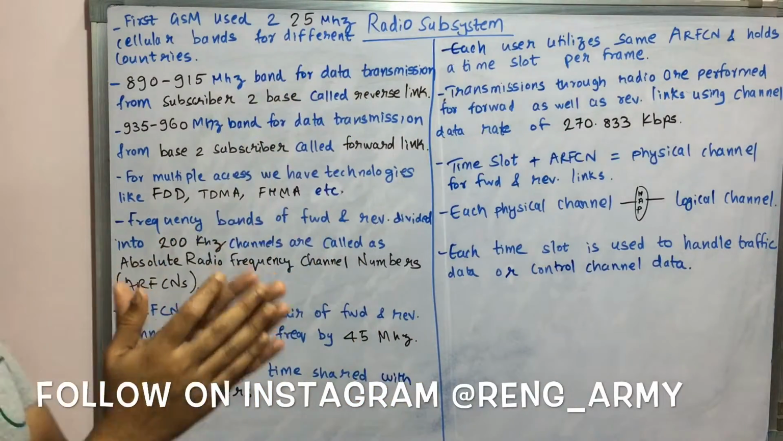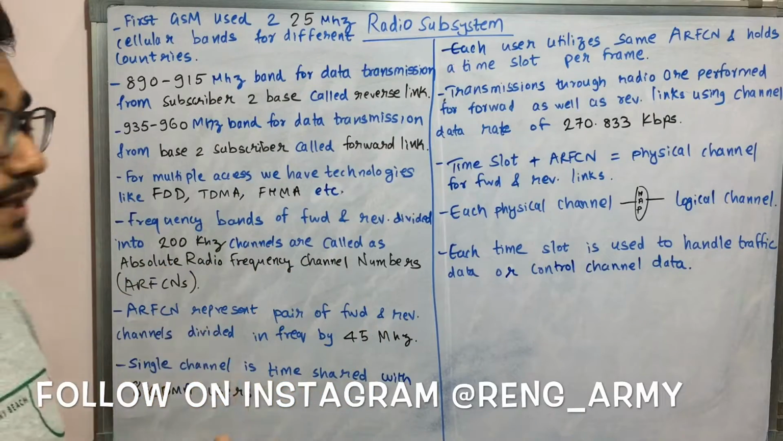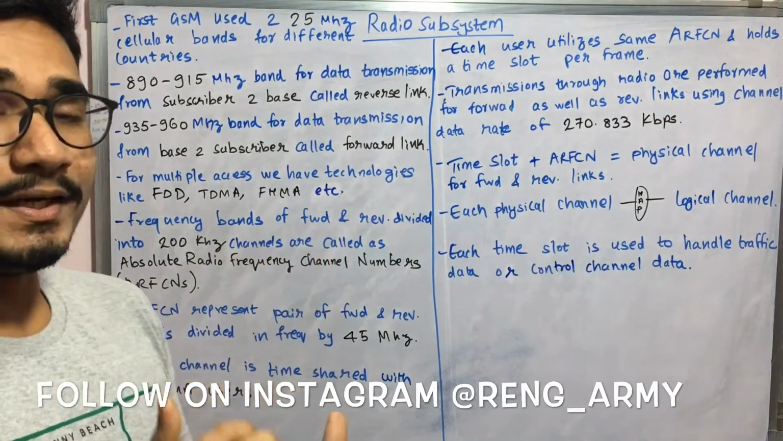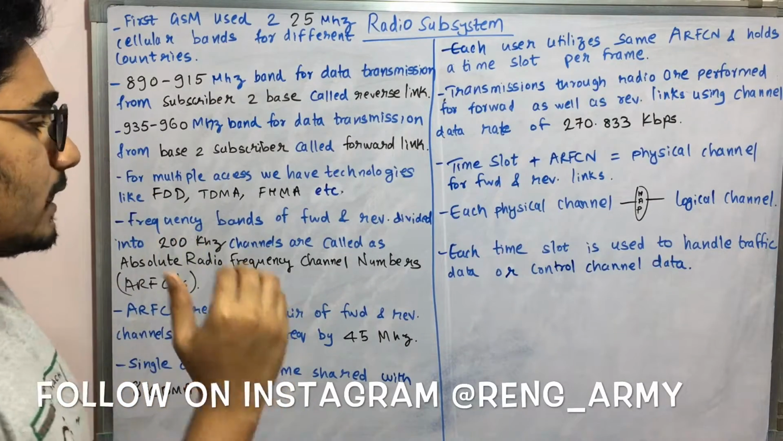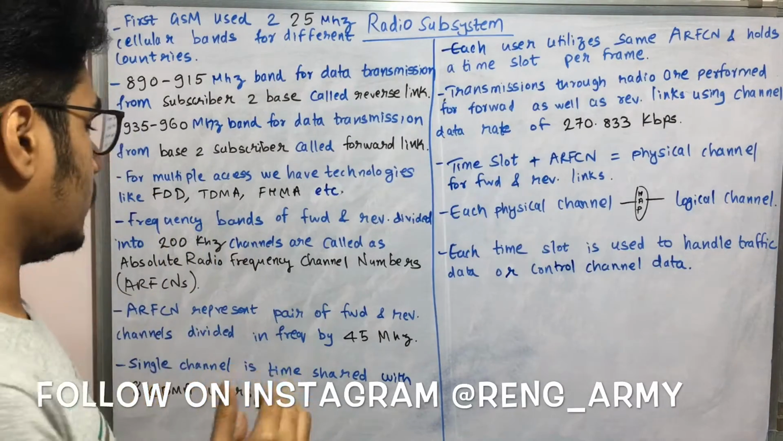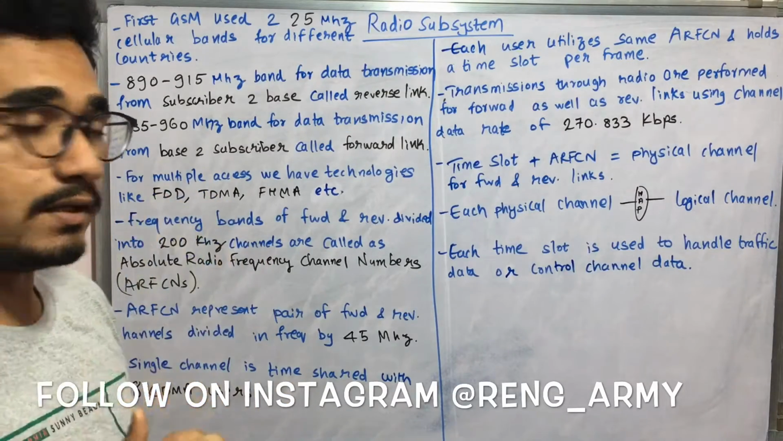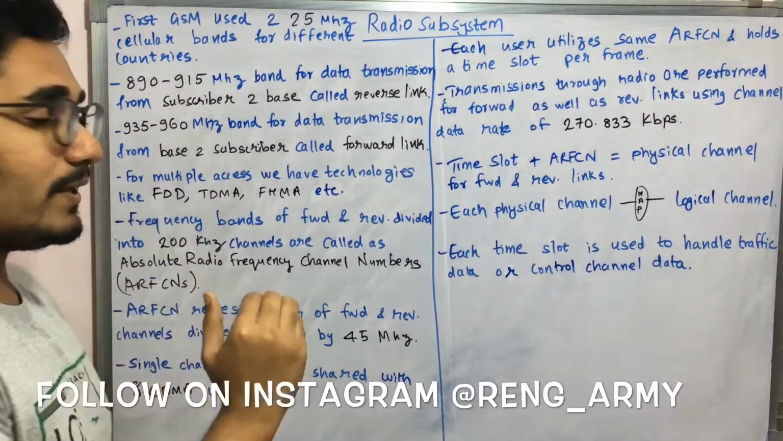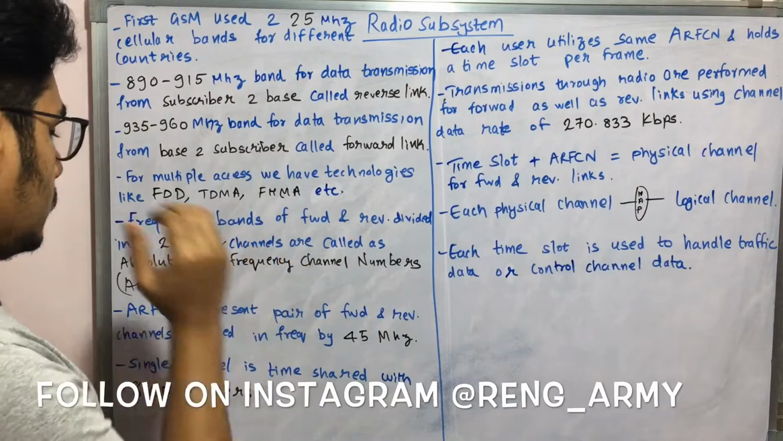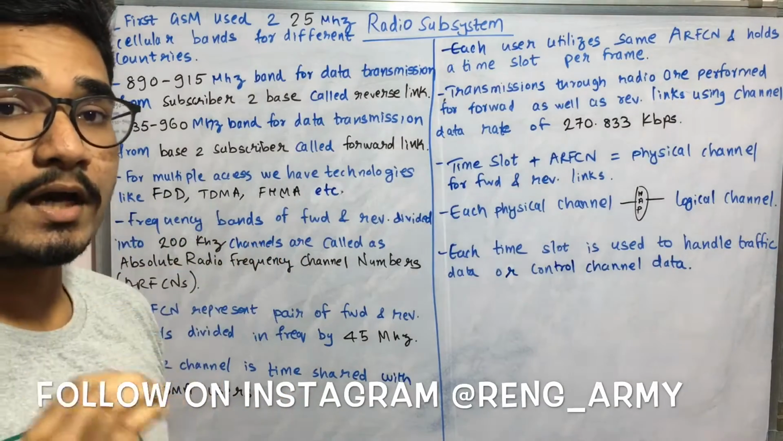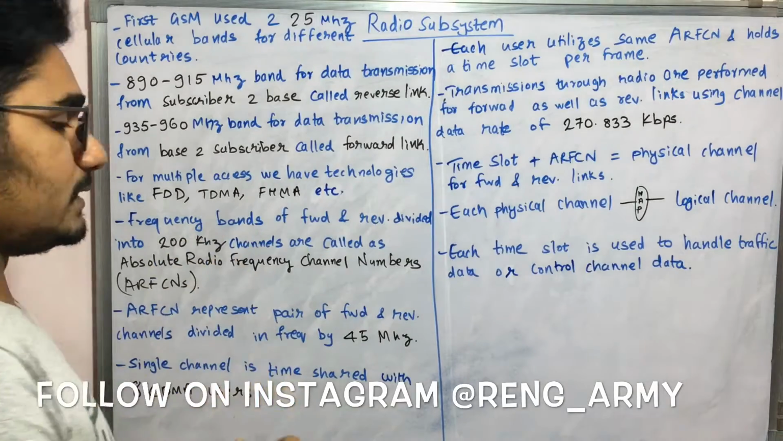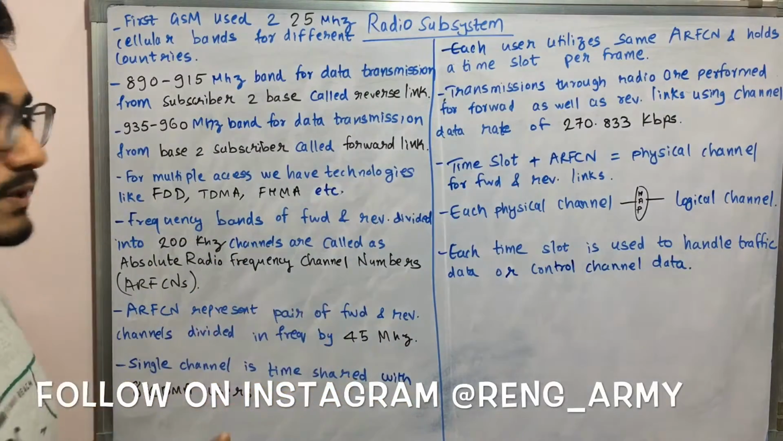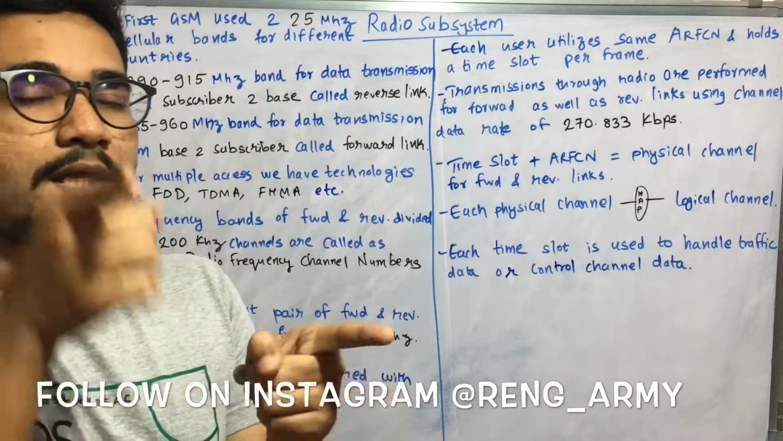When these two links are considered for frequency bands, they are divided into 200 kilohertz channels. If such a setup is done, you can call those channels absolute radio frequency channel numbers, short named ARFCNs. This ARFCN basically represents a pair of forward and reverse channels. So it will have one forward channel and one reverse channel.